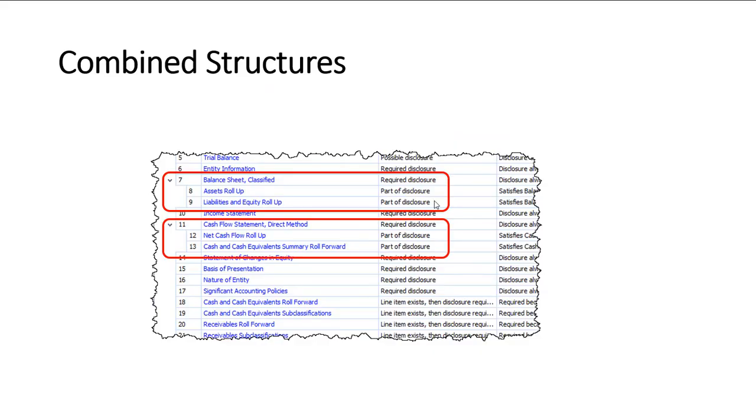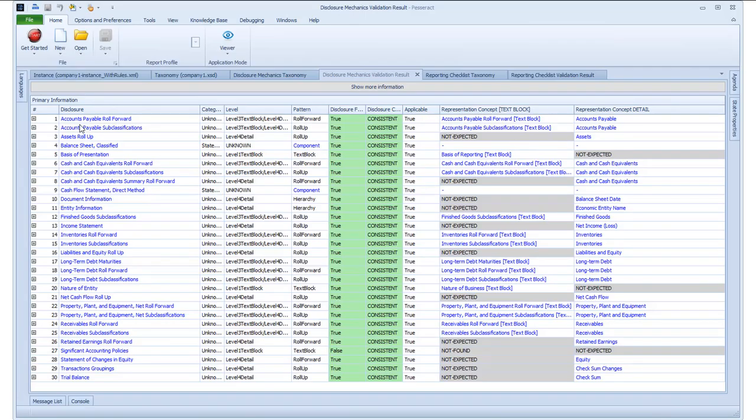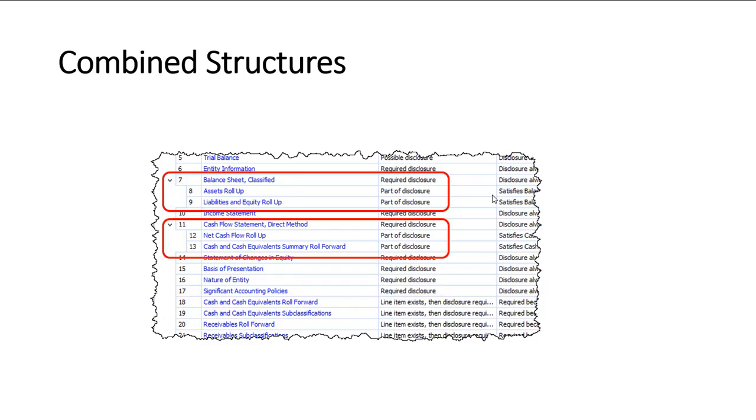So the next thing is you can combine structures. So here you see the balance sheet is made up of assets, liabilities, and equity roll-up. Cash flow statement is made up of net cash flow roll-up and a cash and cash equivalents roll forward. So what I mean by this is that all these different structures are flat, but you can group them into sub-assemblies, for this assembly, in essence, is what's going on.